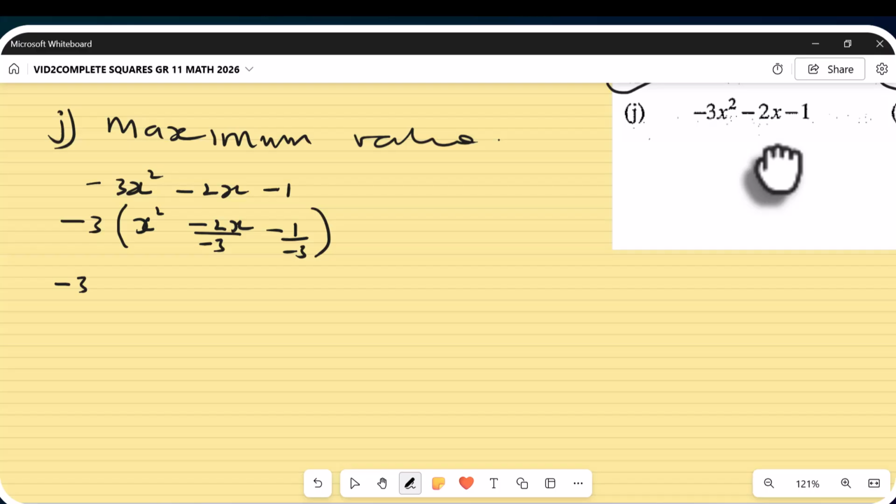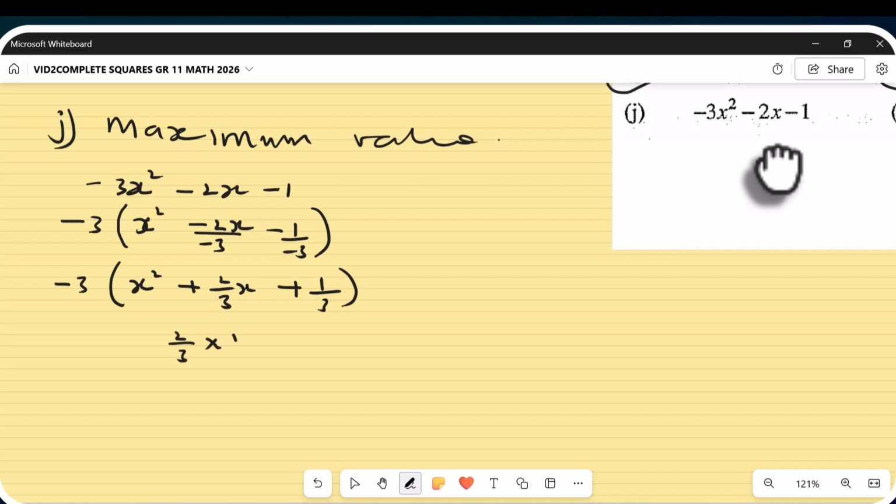Then go ahead, look at the b, which is 2 over 3 in this case, and multiply by 1 over 2. So 2 over 3 times 1 over 2, bracket squared, and then it's going to give us 1 over 3. The 2's are cancelling here.